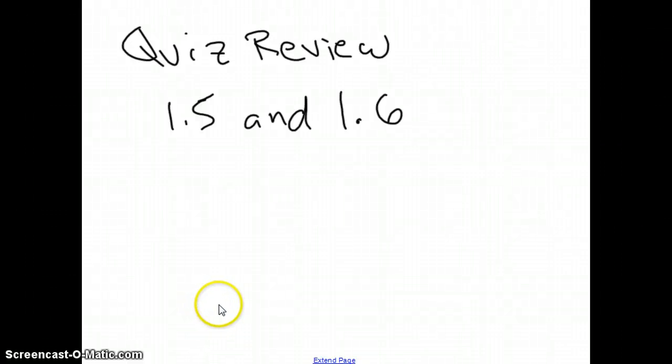And here is a quick review of the quiz we took yesterday on 1.5 and 1.6, which is adding positives and negatives and also subtracting positives and negatives. The first one we had was -5 plus 7.